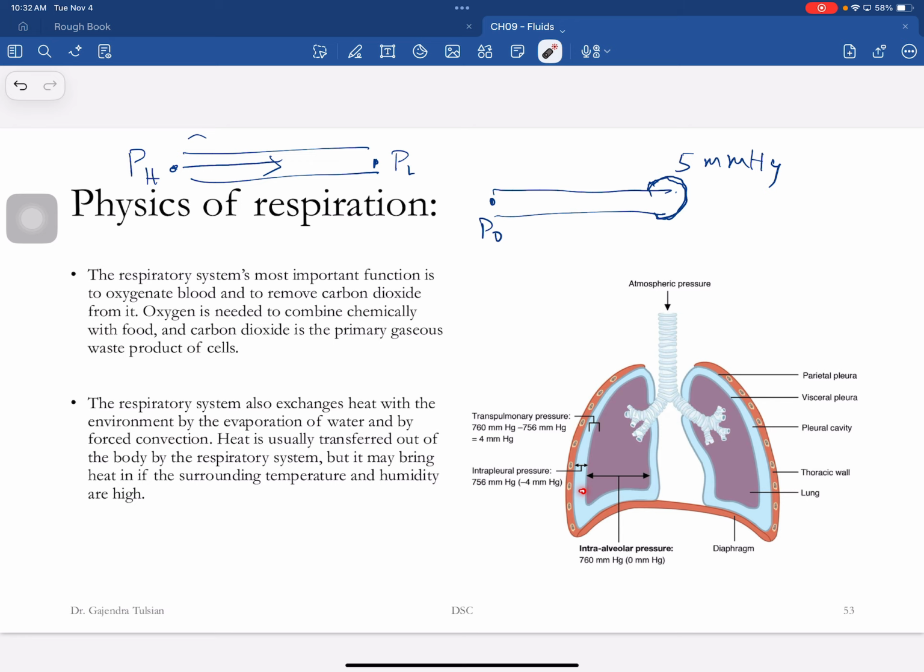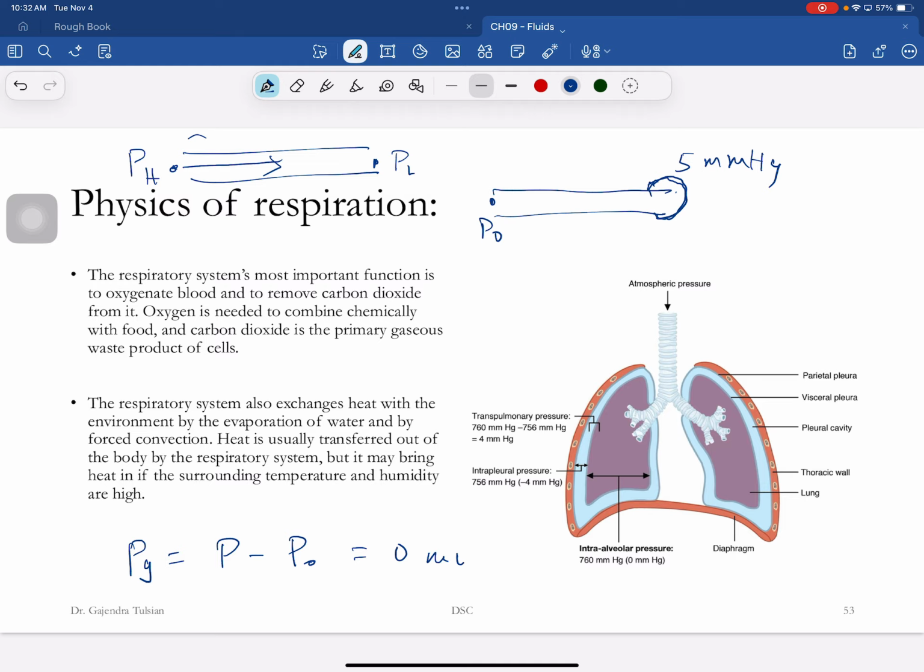Okay, so in this business, we talk about gauge pressure. The gauge pressure is the actual pressure minus atmospheric pressure. So the gauge pressure outside is atmospheric pressure minus that. So the gauge pressure outside is 0 millimeters of mercury.